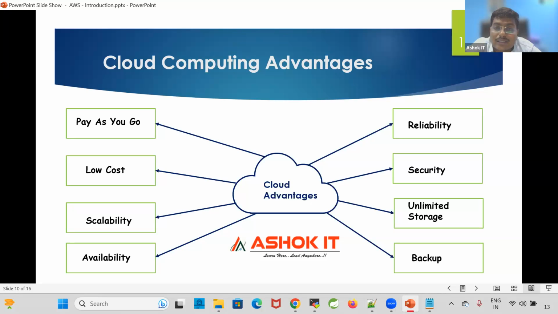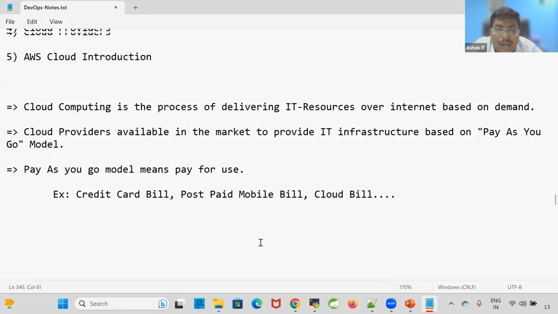So these are called cloud computing advantages. Could you please read these, guys? What are the advantages with cloud computing? Pay as you go is one advantage. Low cost is another advantage. Scalability is one advantage. Availability is one advantage. Reliability, security, unlimited storage, and backup.